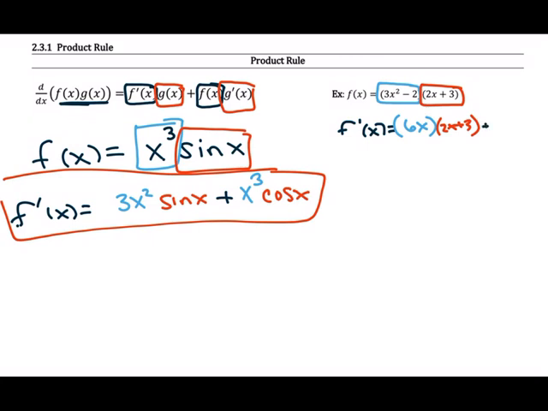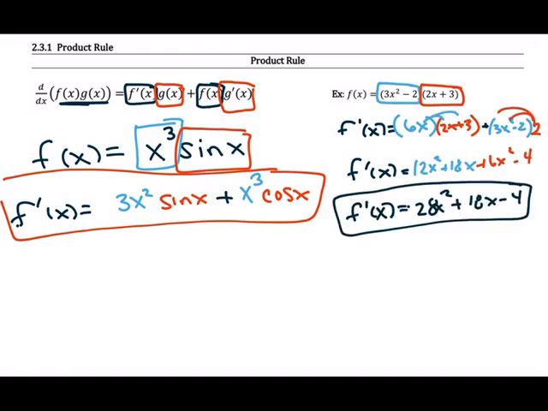And I'm going to add the original blue function, 3x squared minus 2, multiplied by the derivative of the red function, which is 2. And then I'm going to simplify this by cleaning it up a little bit and multiplying it out, and then combining like terms. So here is my simplified derivative.